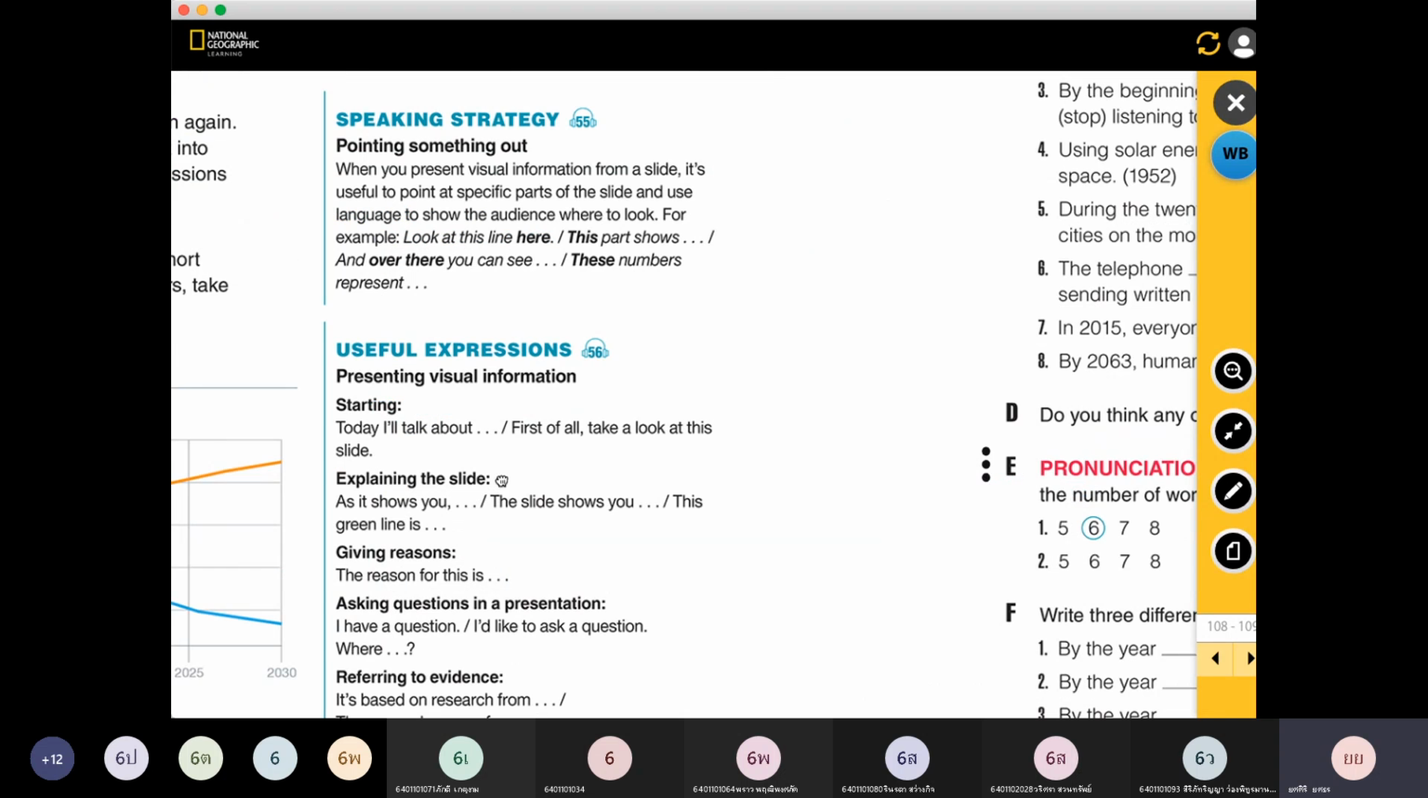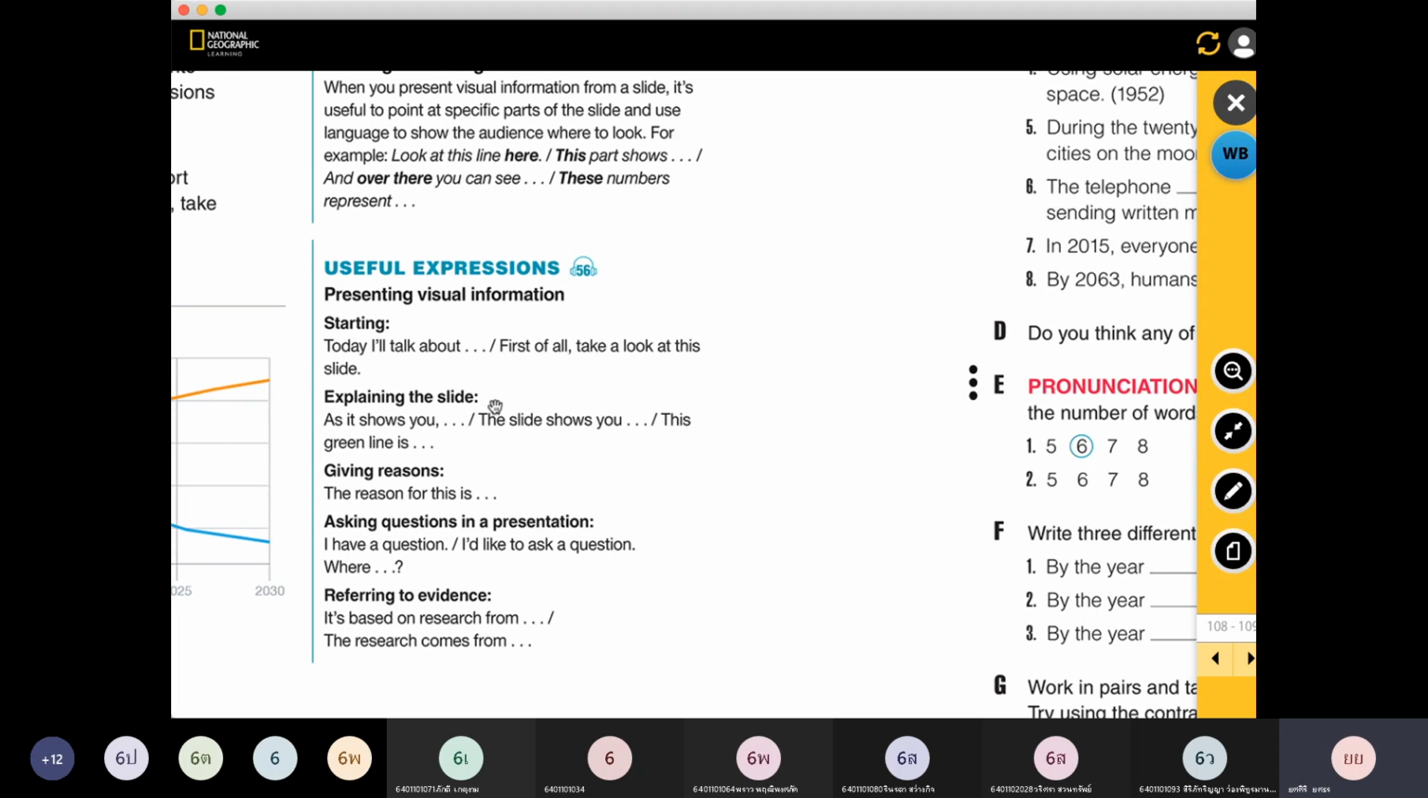So you use these to grab attention, and you can also use the useful expressions here to present the information that we present in our work, in our presentation. You can use them to help you express your ideas, opinions, or explain your study, something like that. It may also be helpful in our coming discussion.